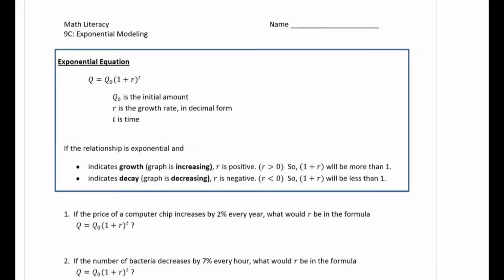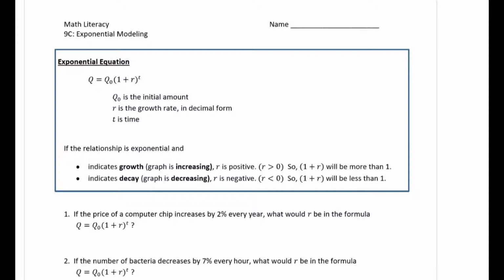In this video, we're going to be looking at modeling exponential relationships. We have seen in previous lessons that exponential relationships are relationships that change by the same percent for each unit of time. For example, the population of a town may be growing by 4% every year, or the value of a car may be decreasing by 10% every year.